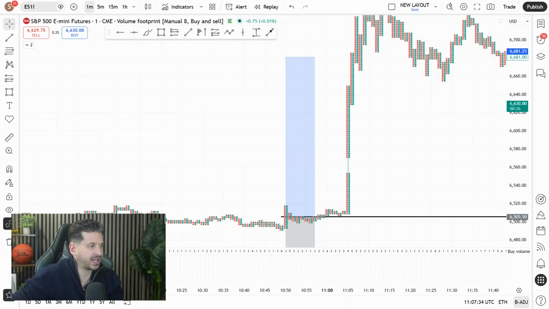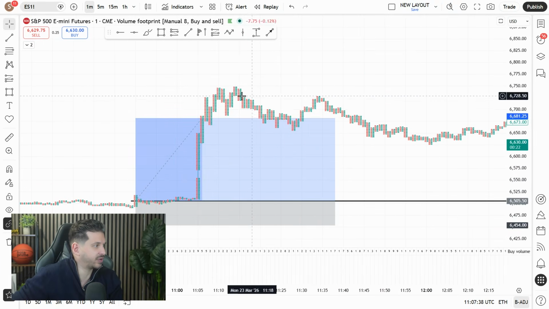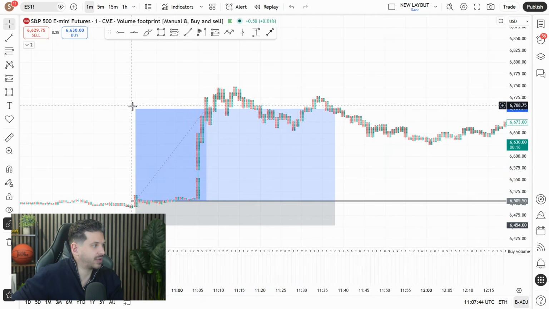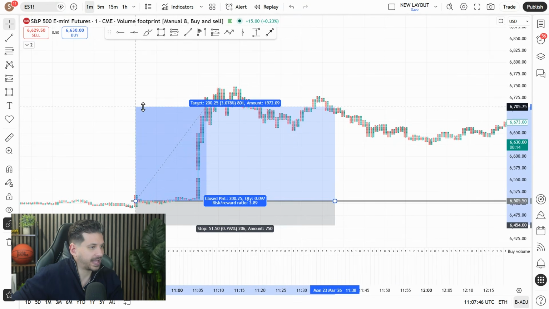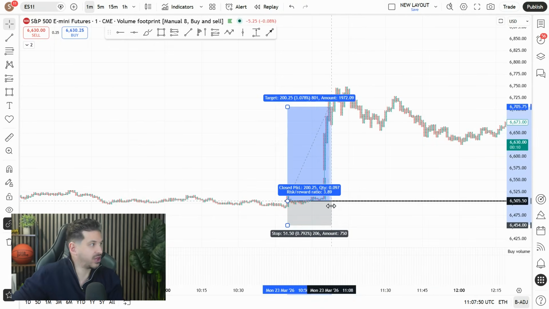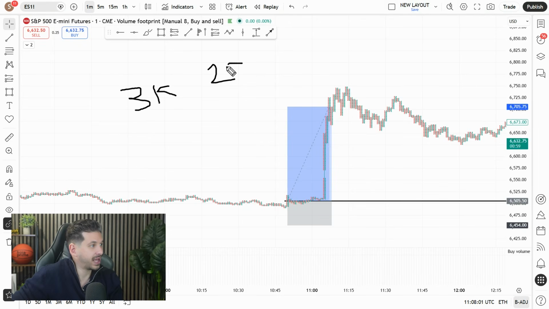But let's just say they got out somewhere in the middle of this sideways movement, because they went sideways for a bit, right? They somehow got out in the middle somewhere. Call it 200 points on the S&P 500 at 3,000 contracts. So we know they entered with around 3,000 E-mini contracts, right? 3K is their position size. And they gained 200 points, okay?